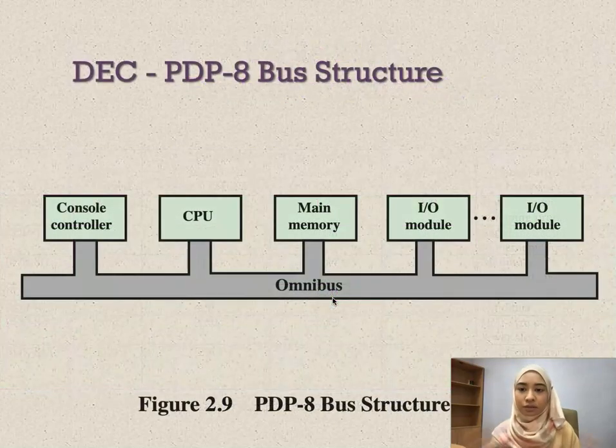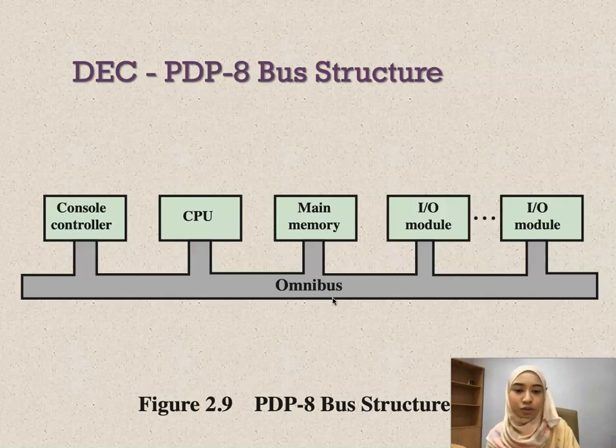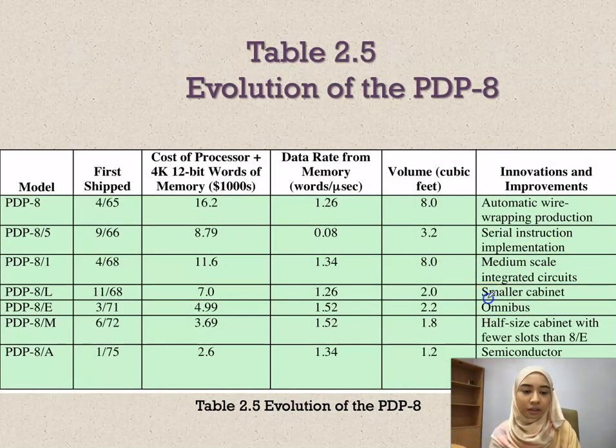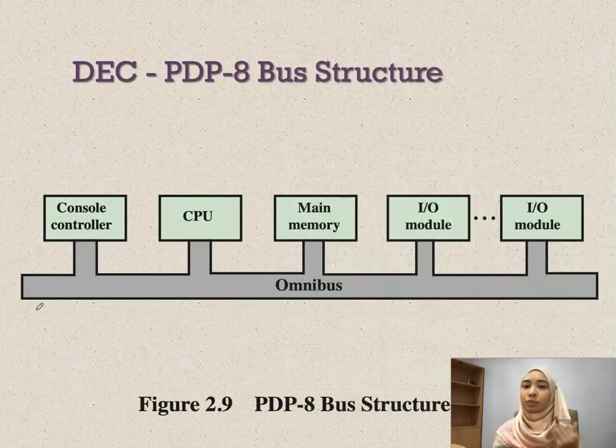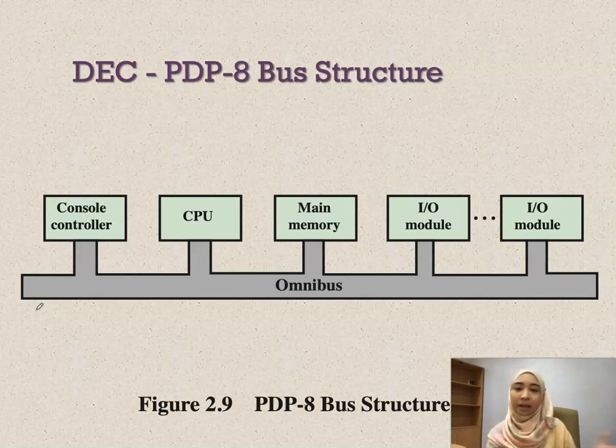Next, moving on. This is how the PDP-8 looks. They introduced the omnibus, as I showed you in the table over here. We have the omnibus introduced in the PDP-8/E. We still see buses as of now, so it was very ahead of its time actually. You would have the console, controller, CPU, main memory, I/O module, and other I/O modules, depending on how many you need, and they were all connected by an omnibus.